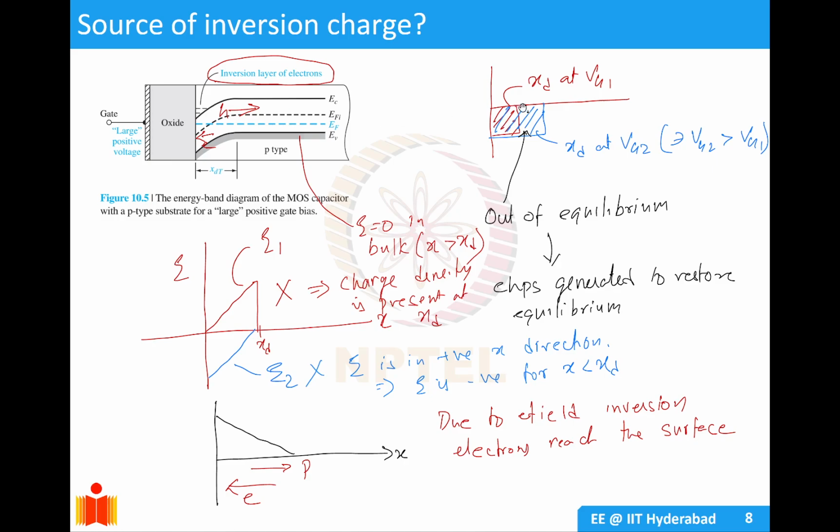In the depletion region, you have a depletion width XD. At lower plus VG, you have a smaller XD, and as you keep increasing your VG, your XD also starts increasing because more and more charges are getting accumulated. You are increasing the number of charges, so your XD is also increasing.